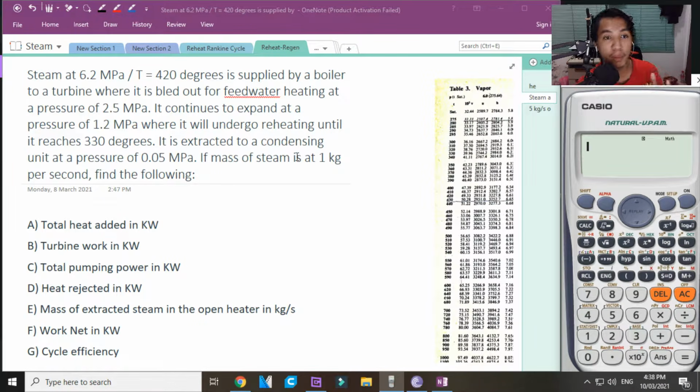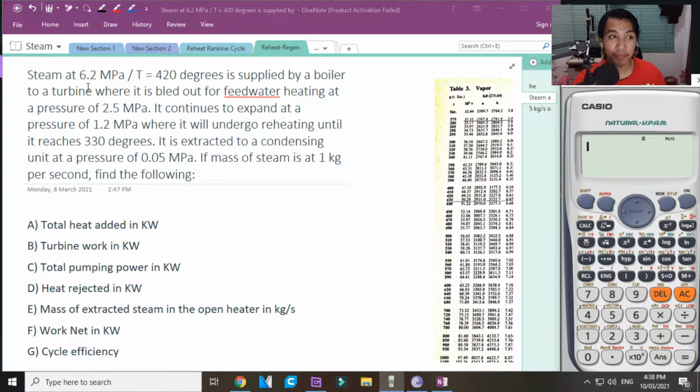Kailangan alam mo kung saan papasok at lalabas yung iyong line. Ibig sabihin, if it is first extracted for feed water heating and then after extracted, papunta ng iyong reheater. Okay? Ngayon, ito yung problem. Hindi natin alam kung anong case, di ba? You don't have to stress yourself over the cases. Kailangan basihan mo lang yung problem set. Okay? So, this is the problem.